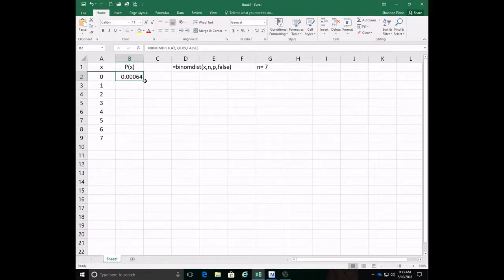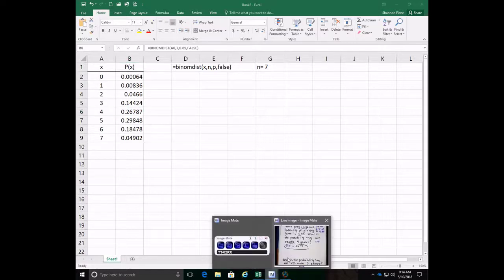And now I said I was going to use the drag feature. That's why I clicked on A2. If I drag this down, the only thing that changes in my formula every time is the X. So now if I click here, it's using A3, which is 1. So the probability of them winning 1 game is this. And my question was, what's the probability they win 4 games? So X is a success, or them winning 4 games would be 0.2679.